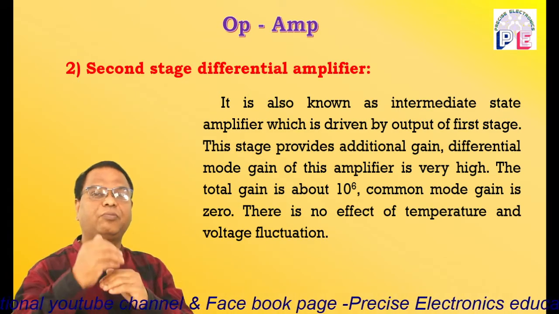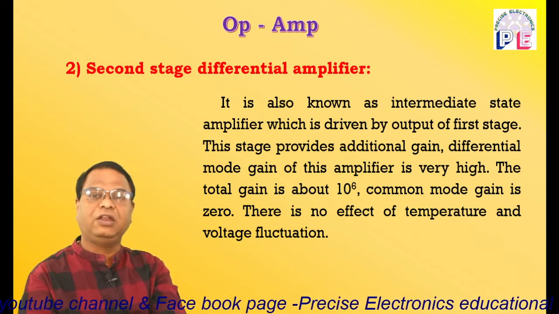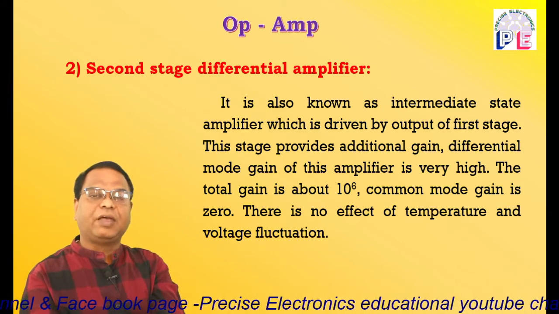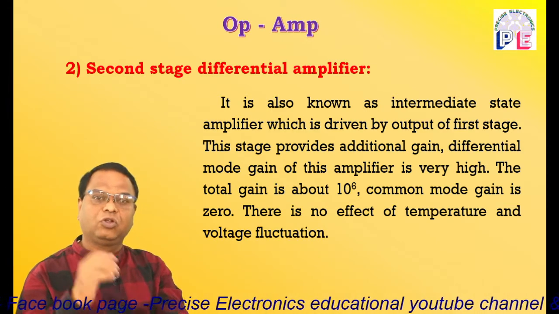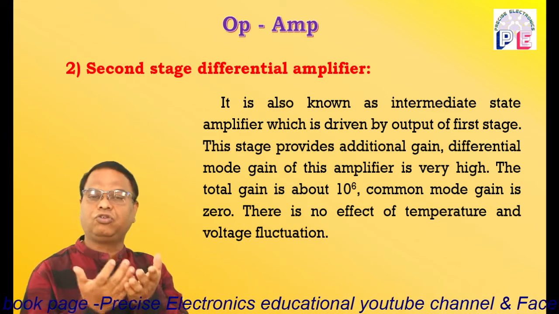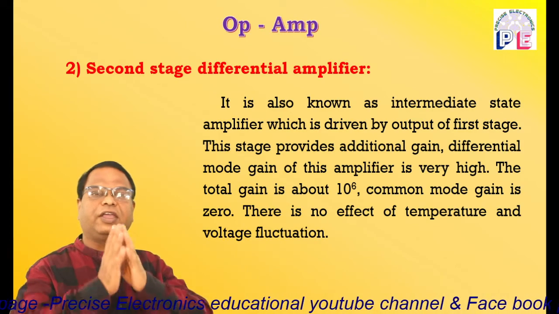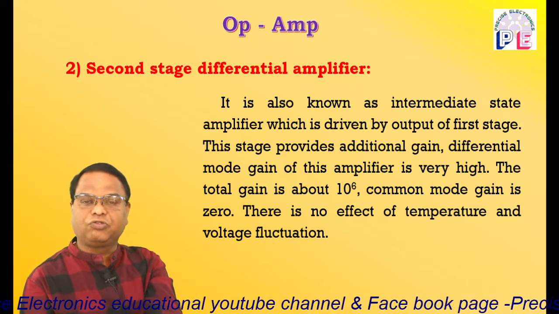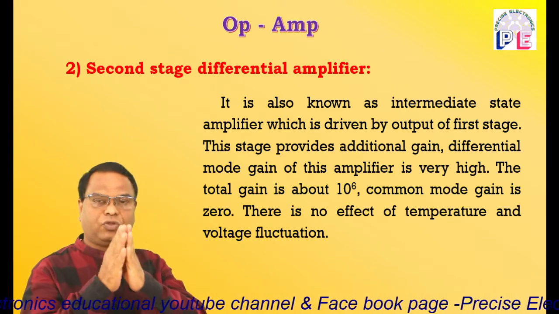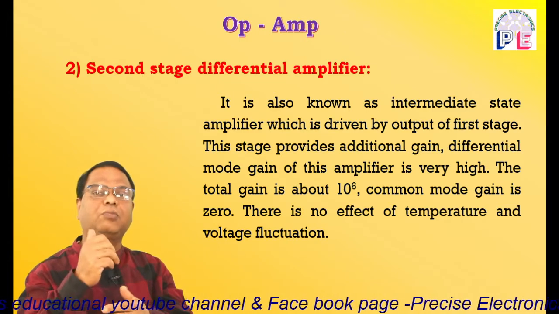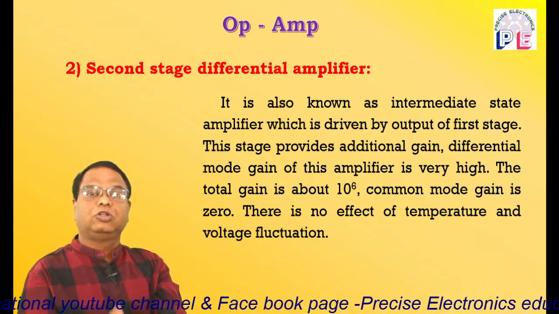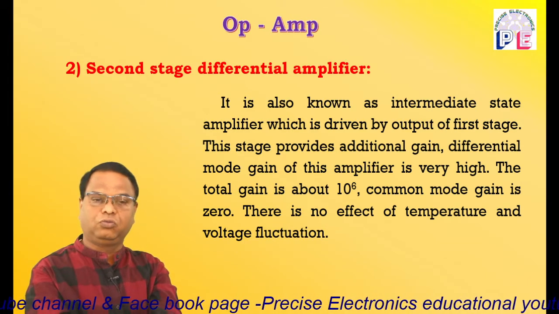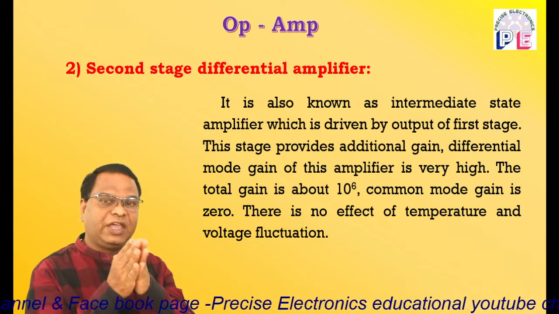So this amplifier provides additional differential mode gain, and the gain of the op-amp is approximately 10⁶. What is the unit? Gain is a ratio, so it is unitless. So the gain of the operational amplifier is approximately 10⁶. The first block provides the gain, the second block provides the additional gain. The common mode gain of this amplifier is 0.